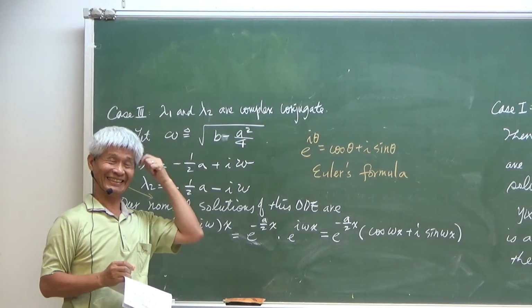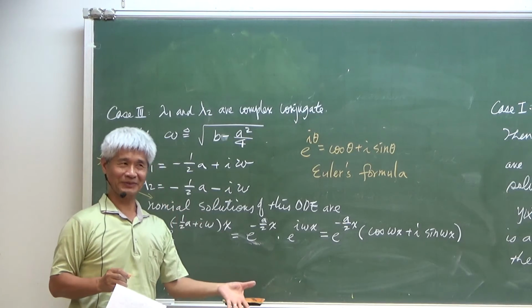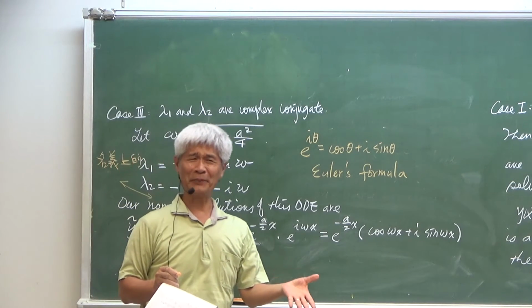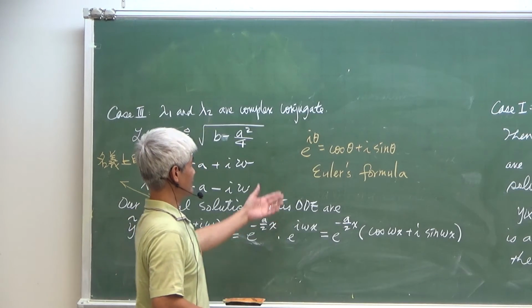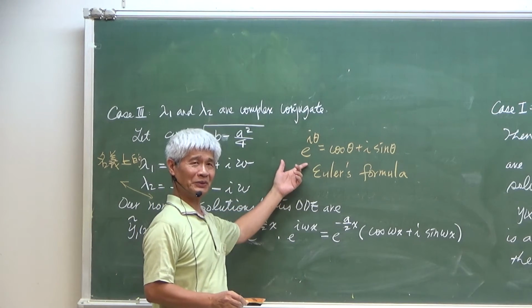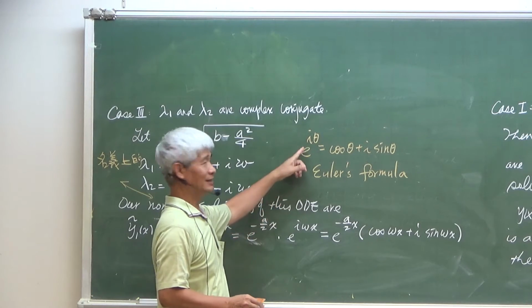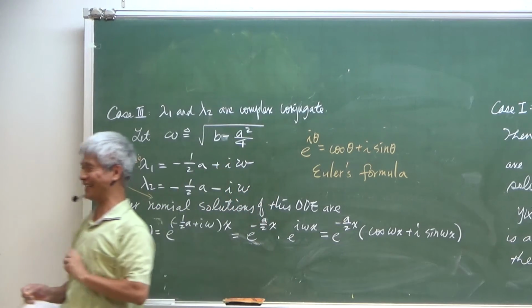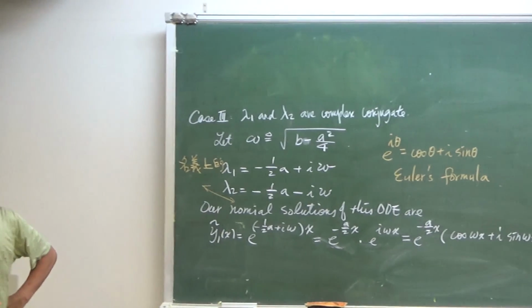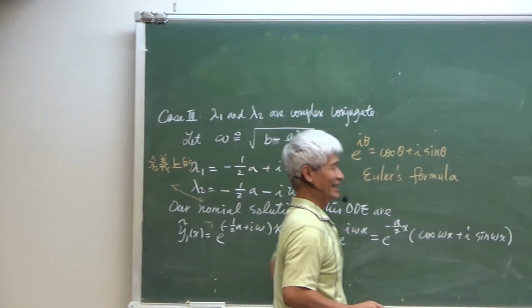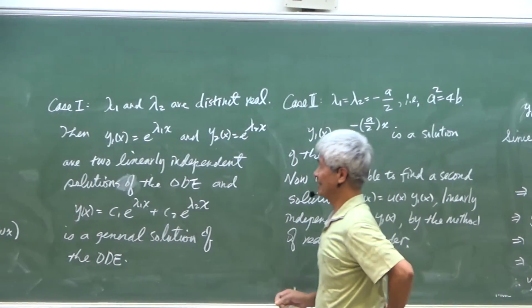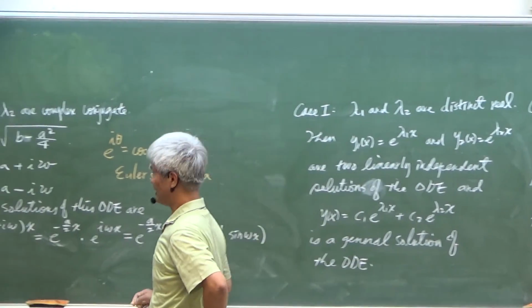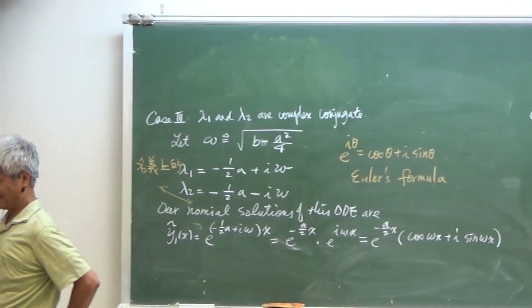No? Okay. Really? Did you learn complex numbers in high school? Yes, right? How come you don't know the Euler formula? No? Oh my God! It's a big trouble for me. Really? Wow. Wow, you don't know? Okay.